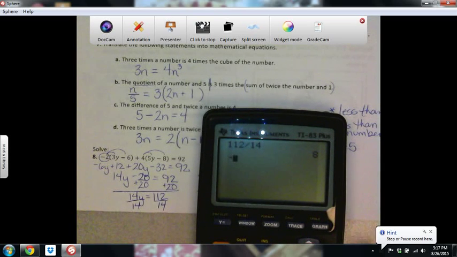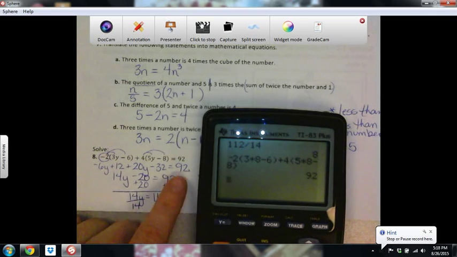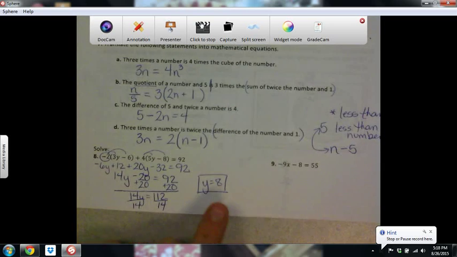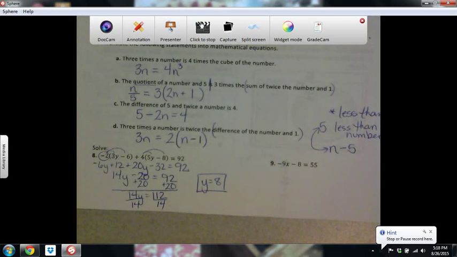So I'd say negative 2 times (3 times 8 minus 6), plus 4 times (5 times 8 minus 8), gives me the 92 that I was expecting. It's pretty easy to go back and check your answer. I would strongly recommend doing that on the test.